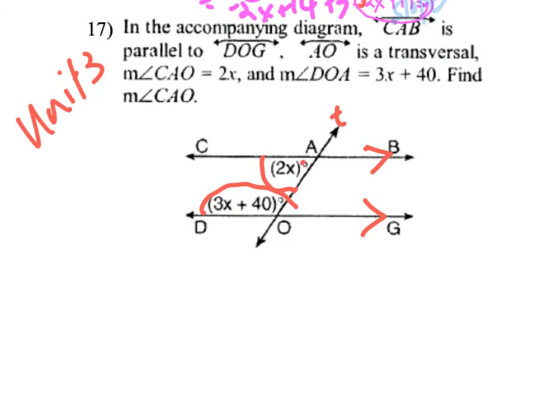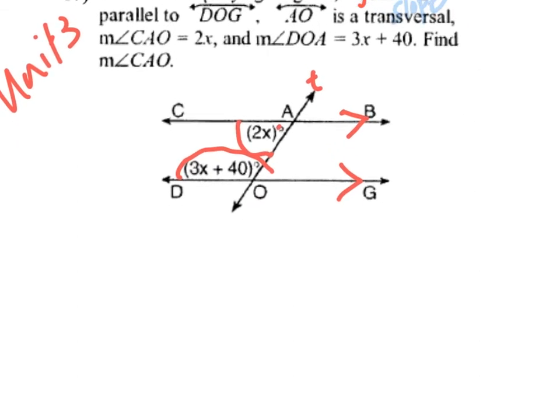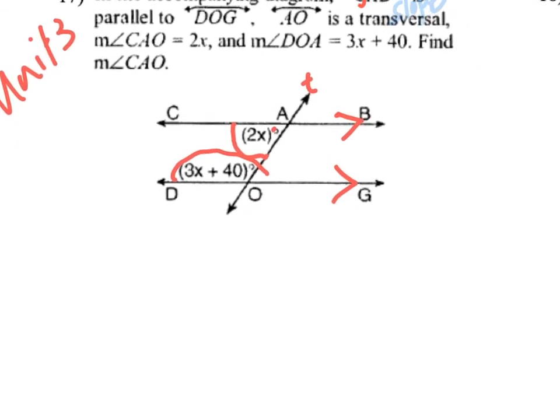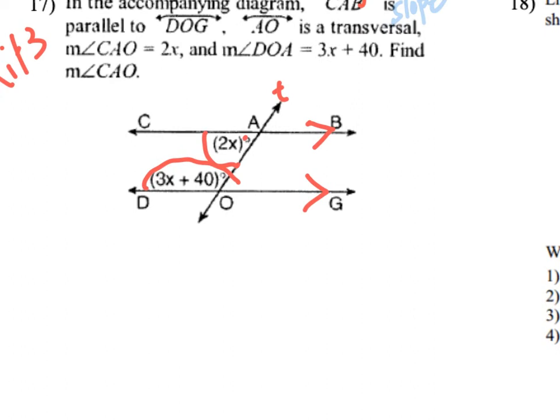Okay, so you might be like, oh, what am I going to do with all this information? If I have parallel lines, I know that there are special relationships that happen with certain angles. So when I look at both of these angles, they're on the inside of my parallel lines, because they're in this space over here, and they're on the same side of my transversal.